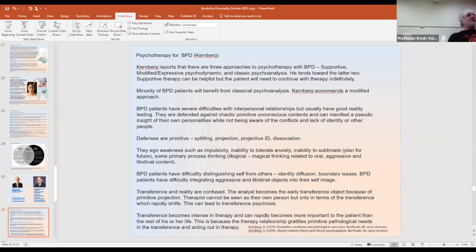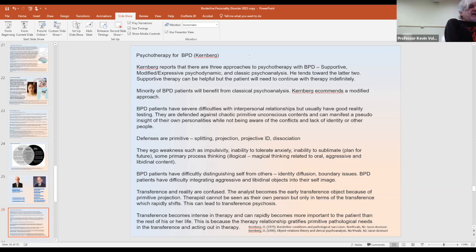Transference and reality are confused. Another thing very important for therapy. The analyst becomes the early transference object because of primitive projection. They will make you into their early parent. And when you interpret the transference, they're not able to readily see that you are not that person. That takes a while. Therapists can't be seen as their own person, but only in terms of the transference, which rapidly shifts. This can also lead to transference psychosis, where it's so diffused that it becomes a little bit psychotic, like they relate to you like a psychotic person might relate to you.